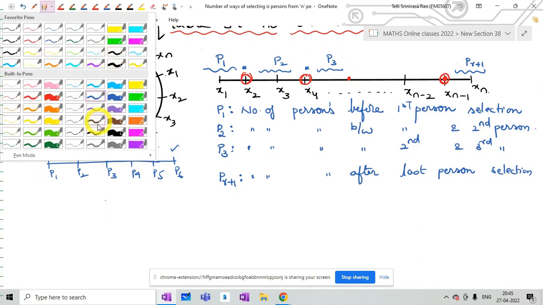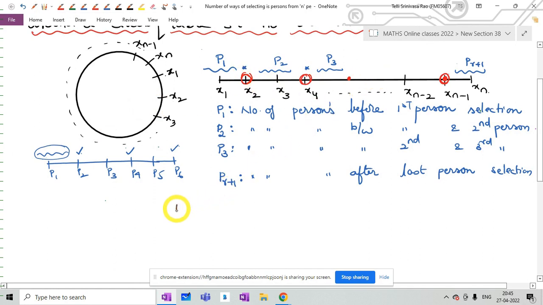If we add all of them, p1 plus p2 plus p3 and so on up to pr plus pr plus 1, this will be equal to how much? Total n persons are there. Out of those n persons, we have already selected r persons. So from the total n persons we have to remove r persons. So I have written n minus r, because except these r persons, if we add all the remaining persons, we get n minus r.